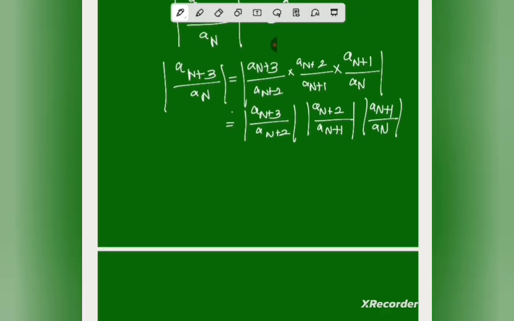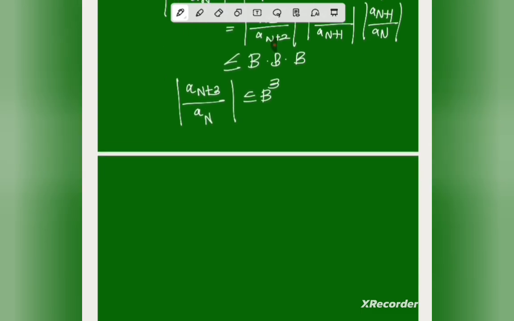Already we know that these values are each less than or equal to b, which means I can write |a_{n+3}|/|a_n| is less than or equal to b cubed, right? In the same way, if you take any k greater than or equal to 1, I can write |a_{n+k}|/|a_n| is less than or equal to b power k.